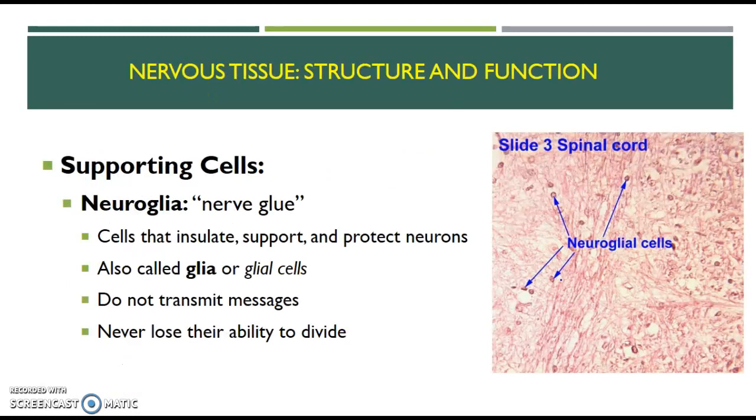So now we're going to talk about the supporting cells of the nervous system. Neurons are our major cell type, but we're going to talk about all the different cells that actually surround neurons, and we call these glial cells. They don't transmit messages like neurons do. They also are constantly going through mitosis or cell division. Remember that neurons don't do that. Neurons cannot divide. The neurons you are born with are the neurons that you have.